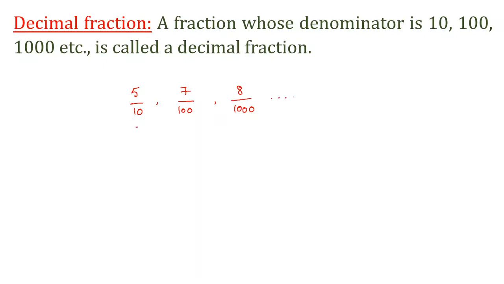This type of fraction is called a decimal fraction. Why are we calling them decimal fractions? We can directly convert them into decimals by seeing them. How to convert 5 by 10? This is 0.5. You can learn how to do this in the decimal section. 7 by 100 you can convert into the form 0.07, and 8 by 1000 you can convert into the form 0.008.